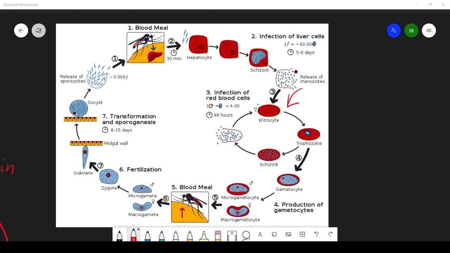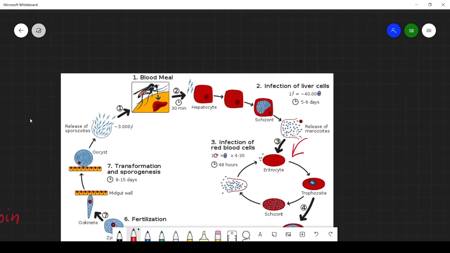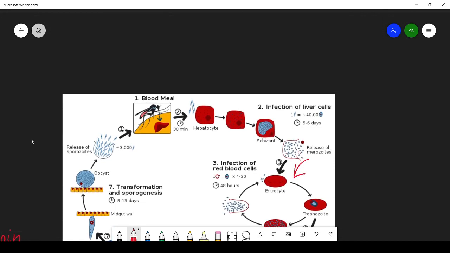So in short, drugs used for prophylaxis, that is to prevent malaria. So when you go on holiday and they tell you that you should take these drugs to stop you getting malaria, these usually operate at this stage here.